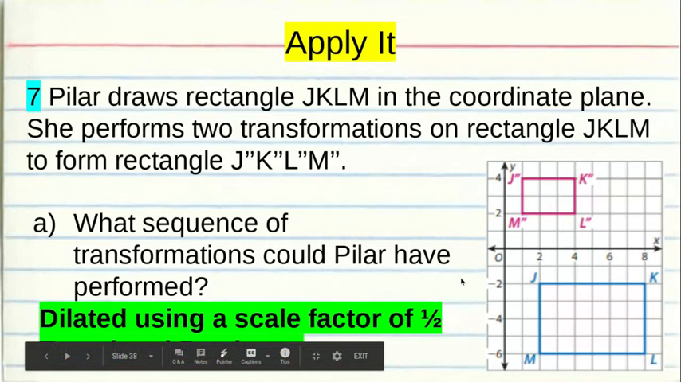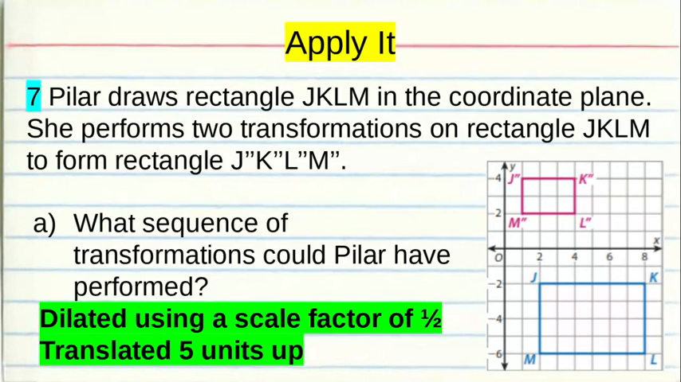From there, we have to see how many units we need to move it up. And we see that once we dilate the figure with that scale factor of 1/2, we then have to translate it 5 units up in order to match right on top of this J double prime, K double prime, L double prime, M double prime. So those would be our two different types of transformations.